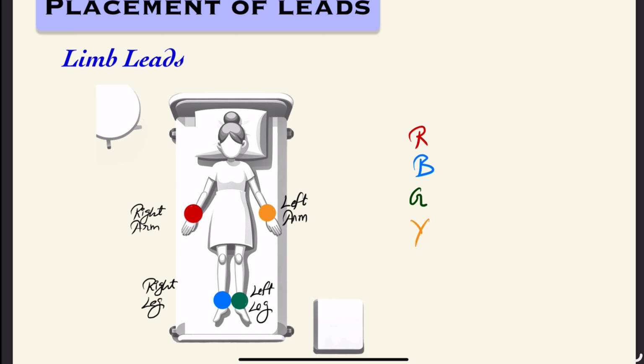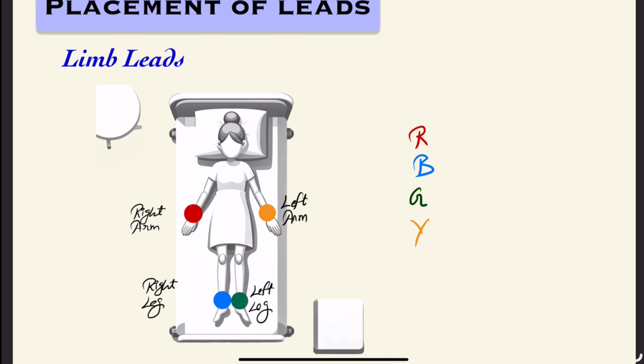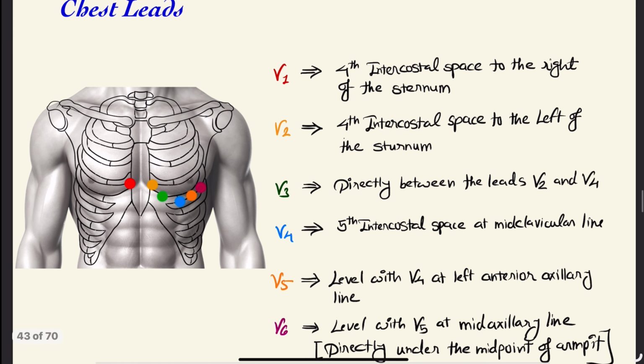Now make U pattern from right arm to the left arm. Now B is blue. Following the U pattern, attach the blue colored lead to the right leg. G is green. Place the green colored lead on the left leg. Y is yellow. Finally, yellow colored lead goes on the left arm. Now let's discuss the placement of the leads on the chest.